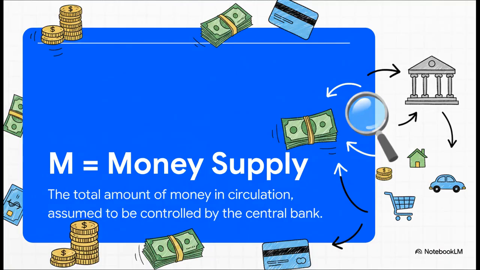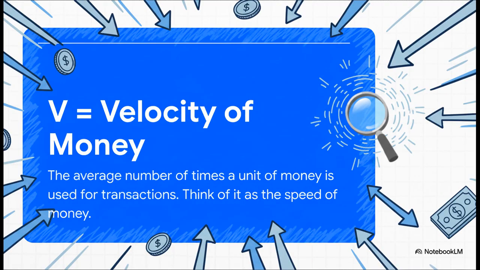Okay, first up, we've got M from money supply. This one's pretty easy to get your head around. It's basically all the cash, all the coins, all the money sitting in bank accounts that's sloshing around in an economy. You can think of it as the total pool of money that's available for people to spend. And in Fisher's original idea, this is a number that the central bank, like the RBI here in India, can pretty much control.